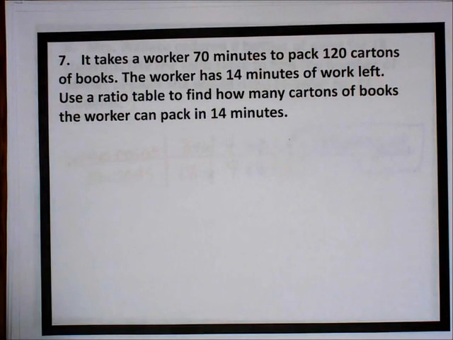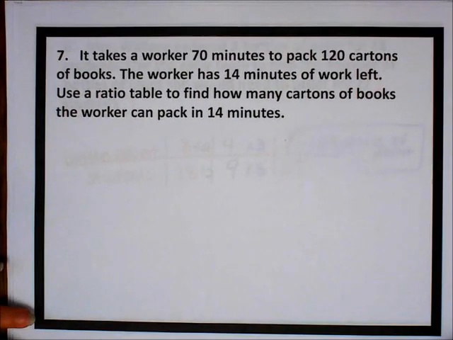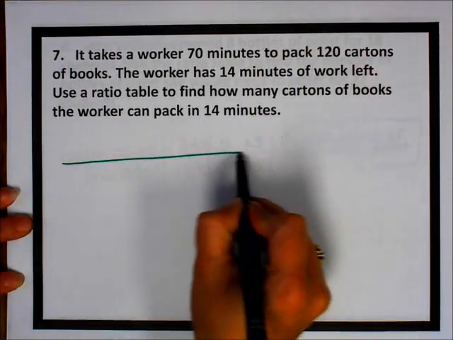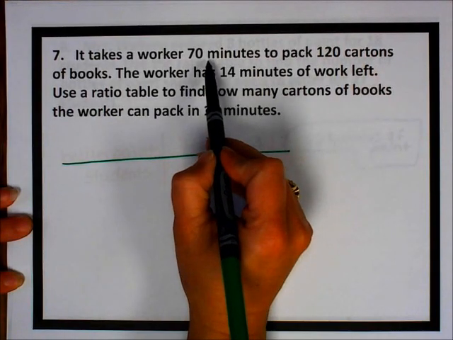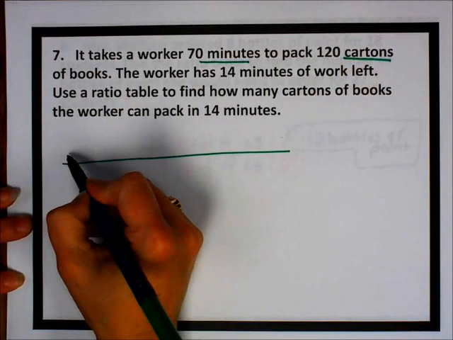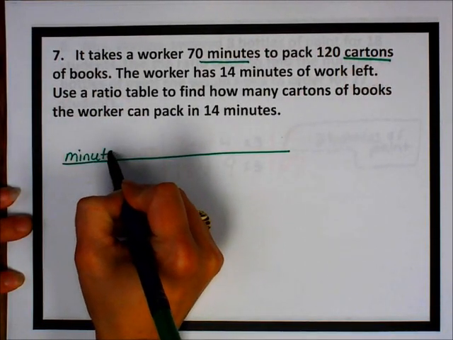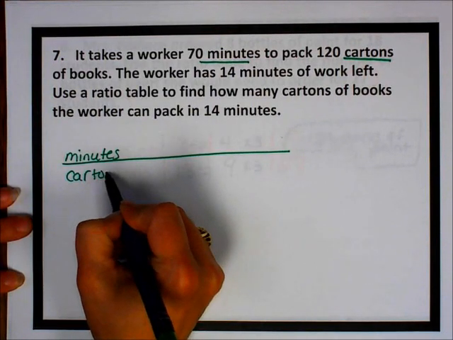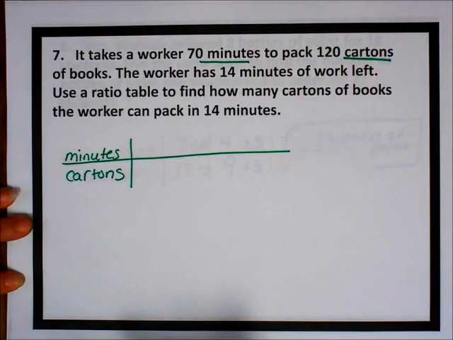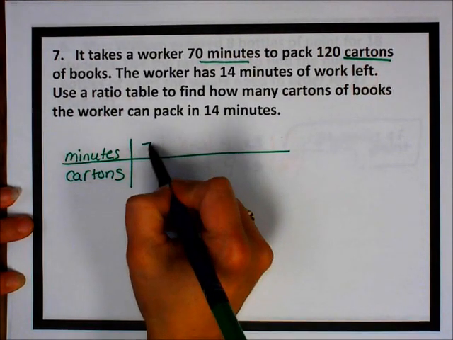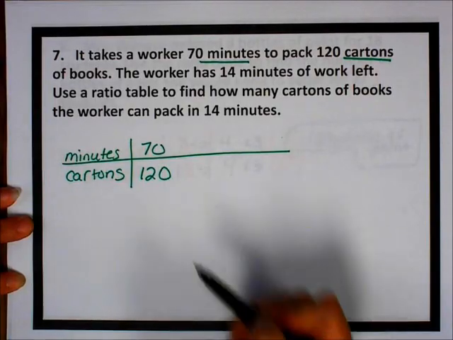Number 7. It takes a worker 70 minutes to pack 120 cartons of books. The worker has 14 minutes of work left. Use a ratio table to find how many cartons of books the worker can pack in 14 minutes. So let's start by making our ratio table. And let's figure out what we're comparing. We're comparing minutes to cartons. So let's put minutes over cartons. What is our ratio of minutes to cartons? It is 70 to 120.